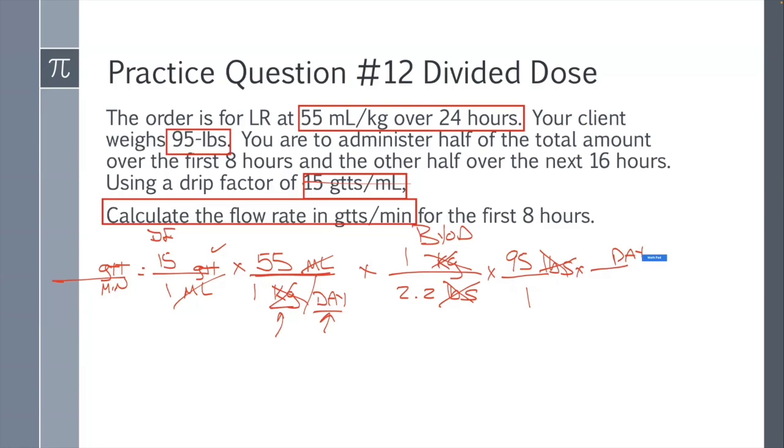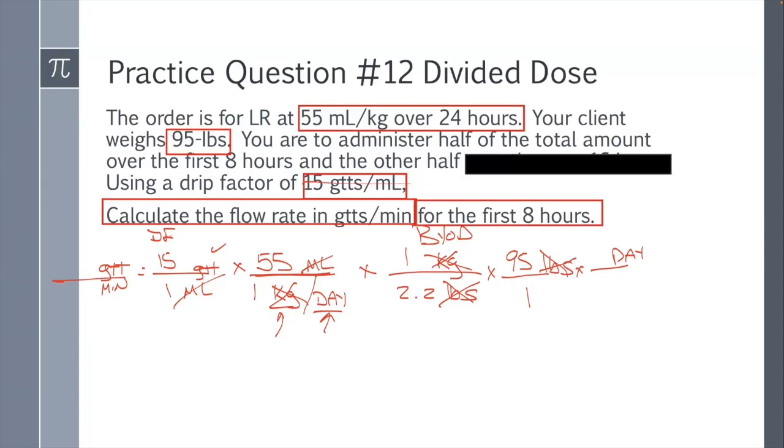Now in this problem, I know you're thinking, all right, why are we not going to use those 16 hours? Well, we're not, because the time frame that I care about is going to be 8 hours. We need the first 8 hours. So this is a divided dose question. In this one day, we're dividing it up into 2 doses. Half of it is going to be over the first 8 hours. The other half is going to be over 16 hours. The half that we care about is the one we're going to solve for.